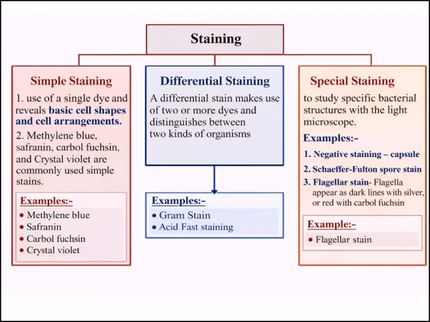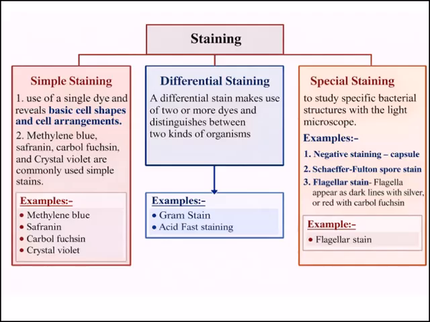Staining techniques are classified according to their purpose and the number of dyes used to visualize microorganisms and their structures under the light microscope. We have simple staining, which involves the use of a single dye to stain bacterial cells, to observe basic cell morphology and also to determine shape, size, and arrangement of bacteria. Commonly used dyes are methylene blue, safranin, carbolfuchsin, and crystal violet.